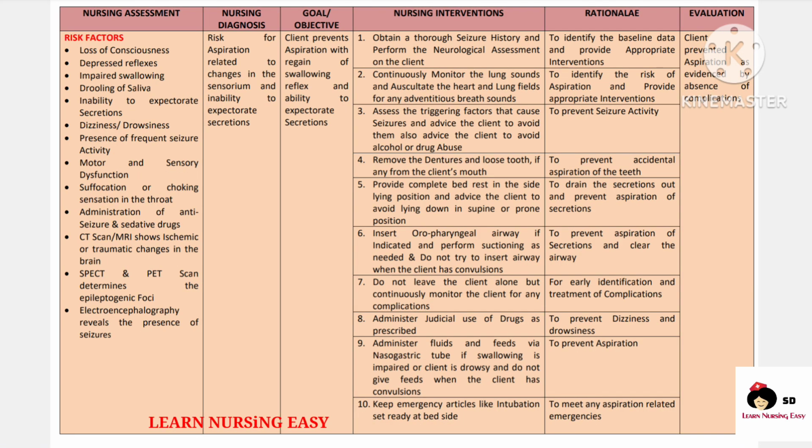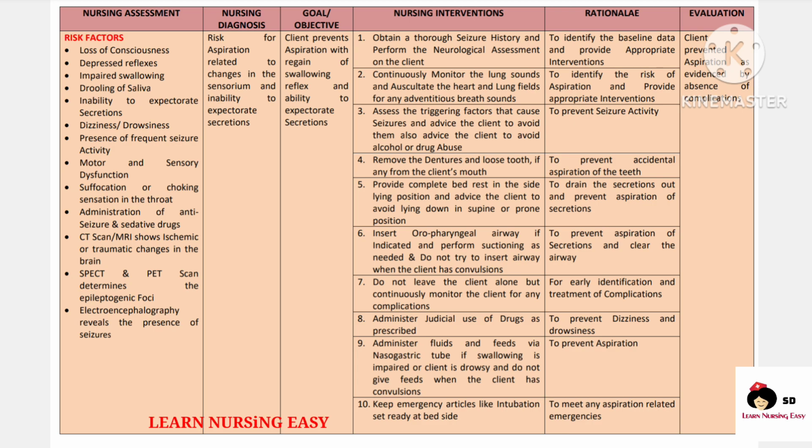The next, patients with seizures, due to unconsciousness and also due to lack of airway clearance, there will be risk for aspiration related to changes in the sensorium and inability to expectorate secretions. Our goal is to prevent aspiration and regain the swallowing reflex. In intervention, you'll be obtaining a thorough seizure history and performing neurological assessment and monitoring the lung fields for any adventitious breath sounds. So this will help to identify if there is any risk for aspiration.